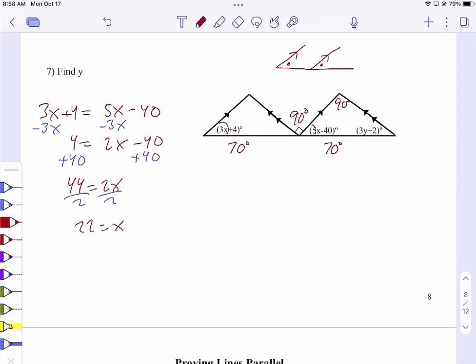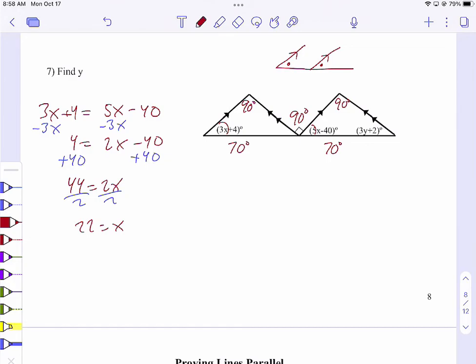Do you guys think that this one's 90? Yeah. Same type of thing. I have the Z shape, and that one's 90. Okay. All right. I got those 90. All right. Does anybody think I can find this angle right here? It's 20. Anybody want to raise their hand and tell me what they got? 20. It is 20.